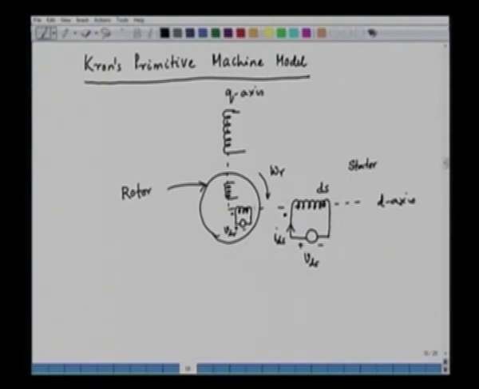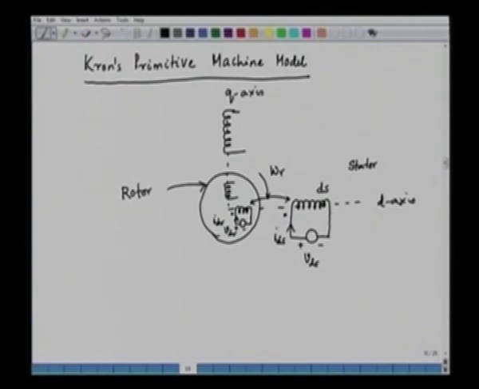These two windings are coupled. The D axis stator is coupled with the D axis rotor. These two are the coupled windings, and this dot shows the positive terminal. Here the current in the rotor is entering the rotor, and this current is IDR.